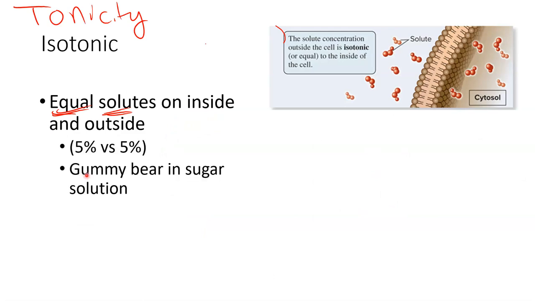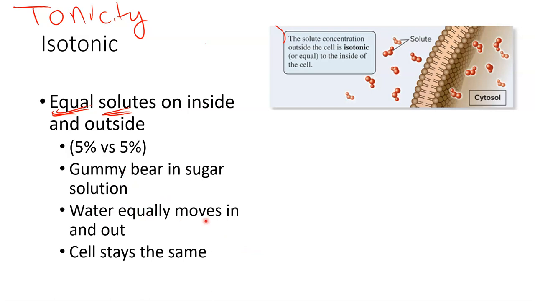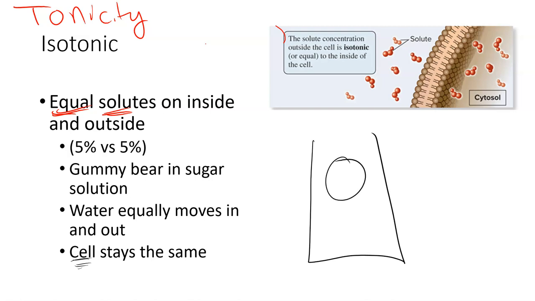An example would be a gummy bear in a sugar solution. Let's say the concentration of sugar in the gummy bear was 5%, and the concentration of sugar in the environment was 5%. It's going to be the same. In this case, water is going to move in and out of the cell at the same rate. This also means the cell size stays the same. So let me give you a few examples. I'm going to draw things out.